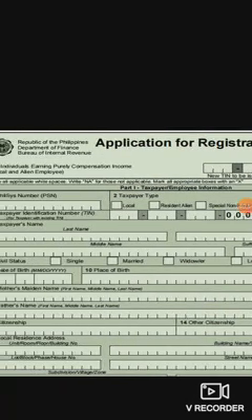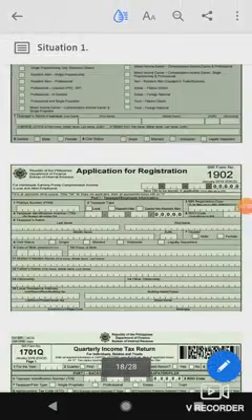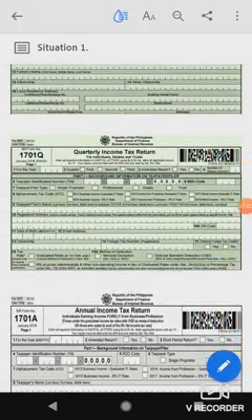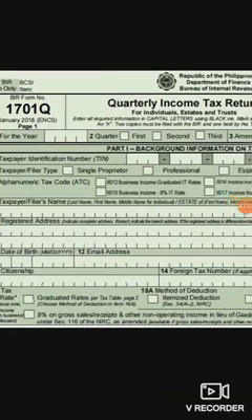1902 is an application for those individuals or people who are earning purely compensation income. So it's not business, but it's compensation: a job, career, or position as an employee. We have also the illustration for 1701Q or quarterly.